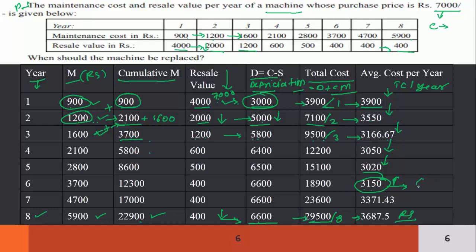So the solution of the problem is that we replace this particular machine at the 6th year. This is the optimum replacement time.